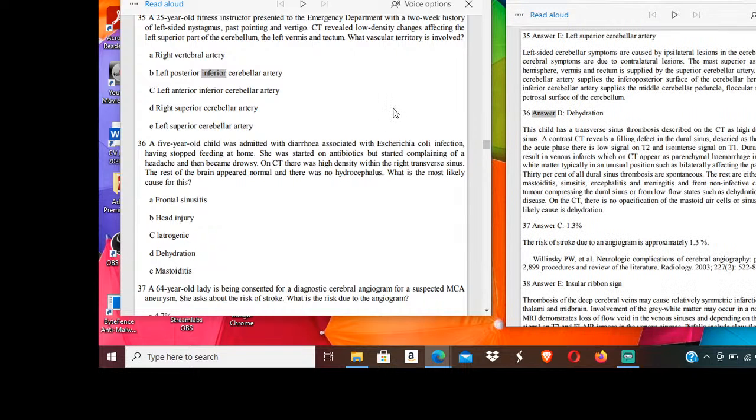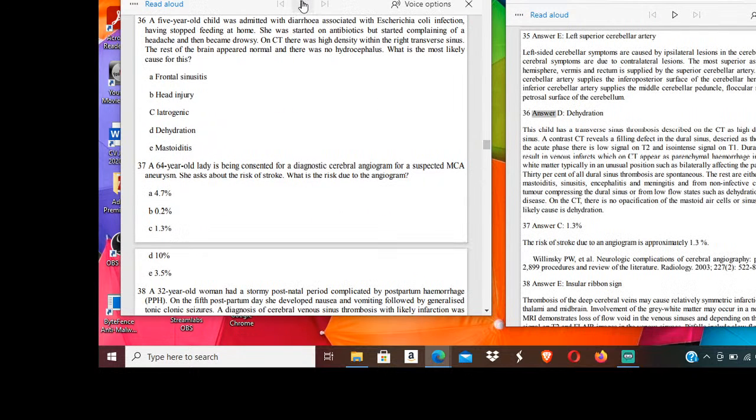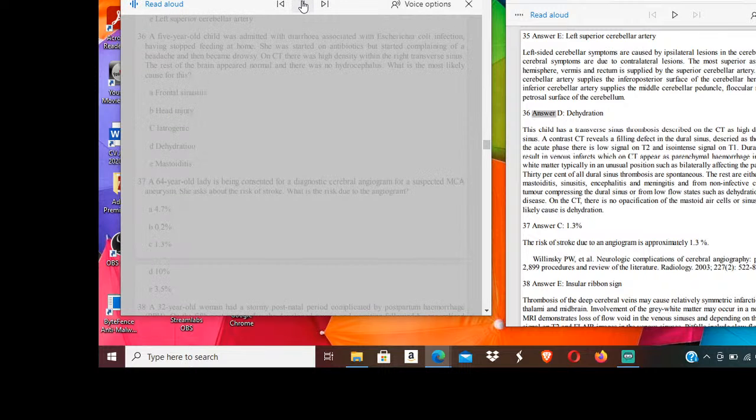35 Answer E. Left superior cerebellar artery.